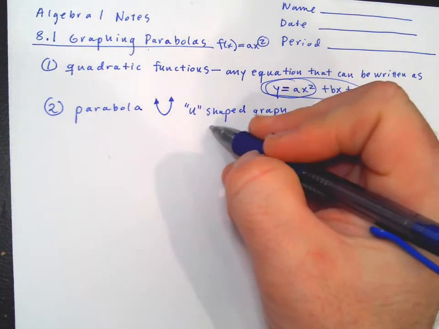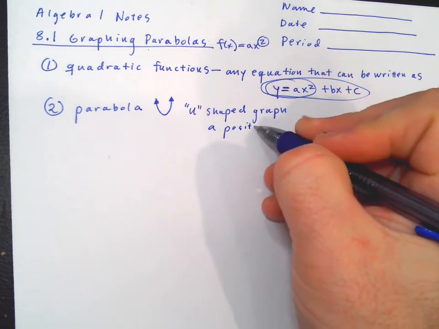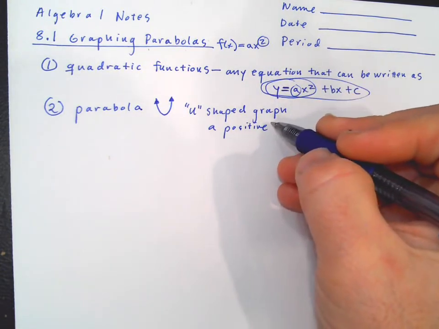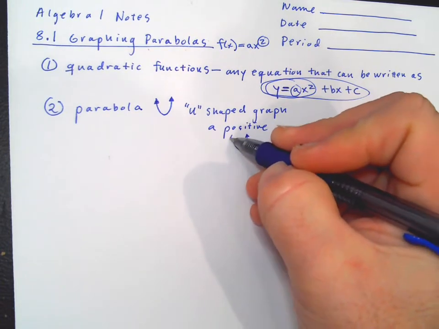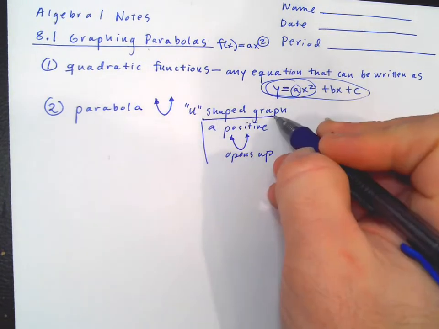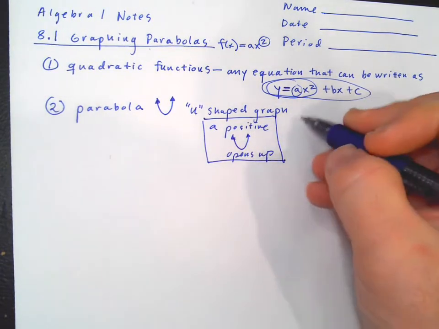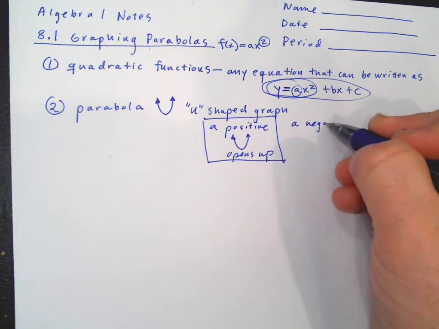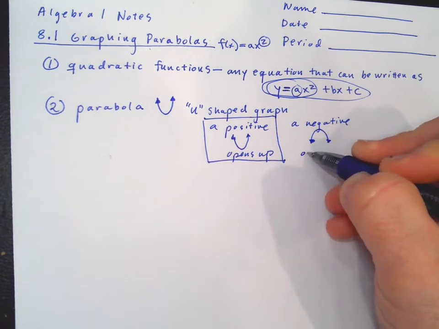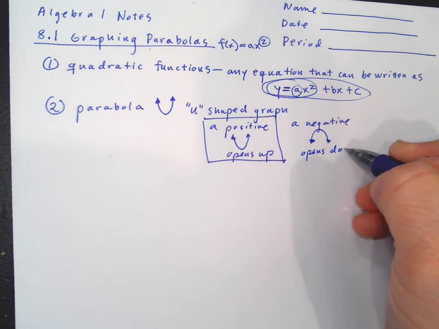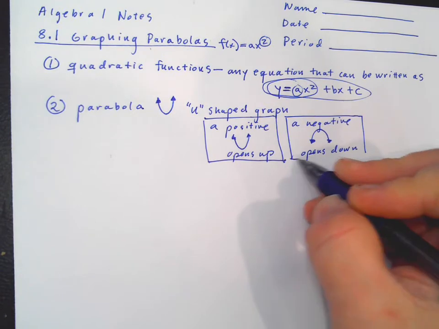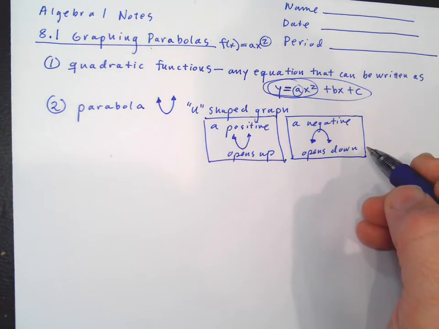So if A is positive, and A is the number in front of the x squared, so if that first number is positive, it's going to open up. Opens up. And maybe a little trick you can remember is that positive people smile. Looks like a smile. If A is negative, it's going to open down. Okay? So there's a negative number in front of the x squared term. That means it's going to look like a parabola, same shape, but it's going to be going down.